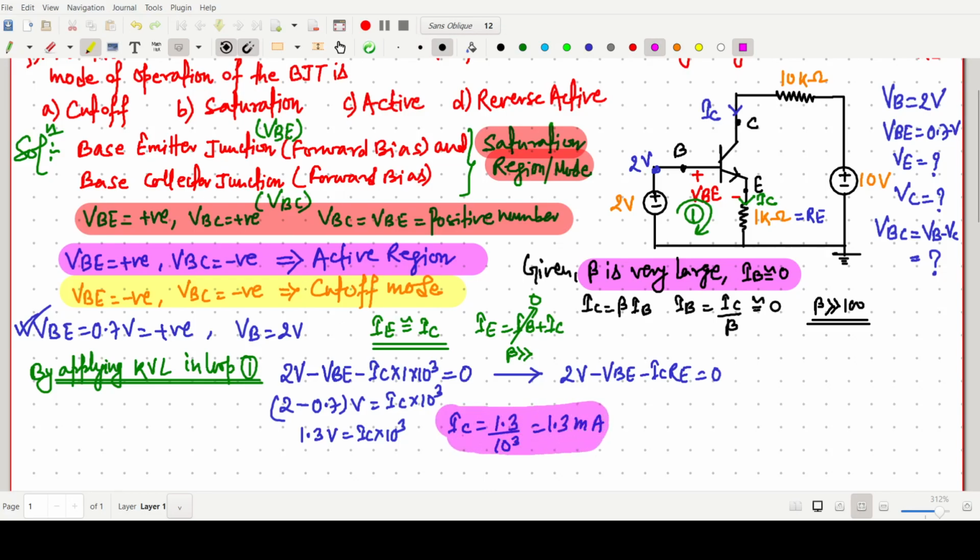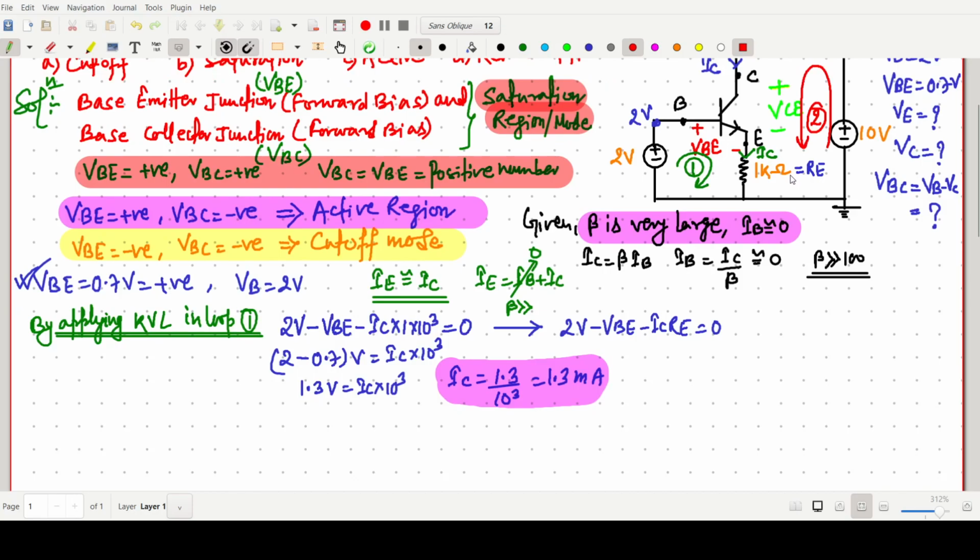So IC value is now known to us. Now that this IC value is known, we have to find this value, plus minus, and this voltage is our collector to base voltage. Now we have to apply KVL in this loop. By applying KVL in this loop, we can find the value of VC.